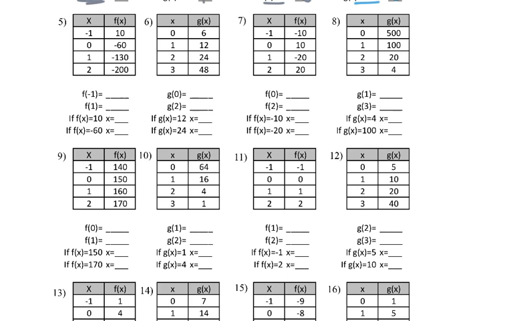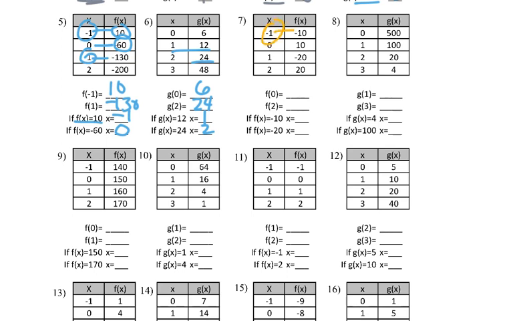Okay, number 5, f of negative 1 gets us to 10. F of 1 to negative 130. F of x equals 10, back to negative 1. F of x equals negative 60, an input of 0. G of 0 equals 6. G of 2, 24. G of x equals 12 takes us to x equals 1, 24, x equals 2.